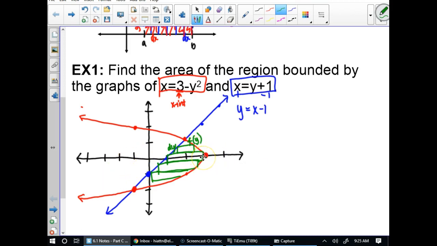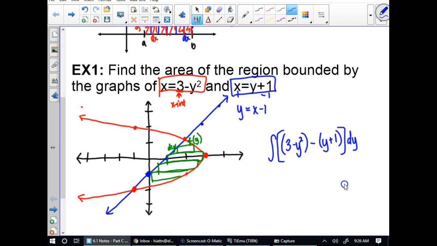That makes this problem a lot easier, because what is always furthest to the right? The parabola, right? So we can integrate the parabola, 3 minus y squared, minus the line, and it needs to be in terms of y too. So even though we solved it for y to graph it, we want to use the y plus 1 whenever we do this. And since we are looking at horizontal bars here, this is a dy problem.